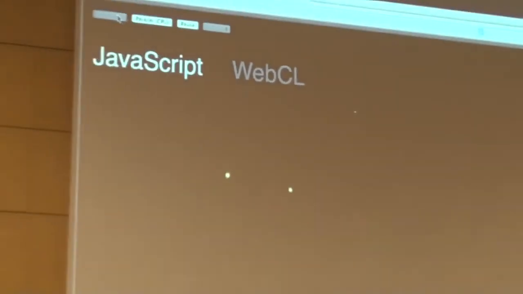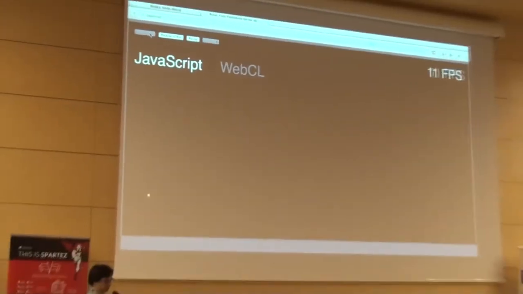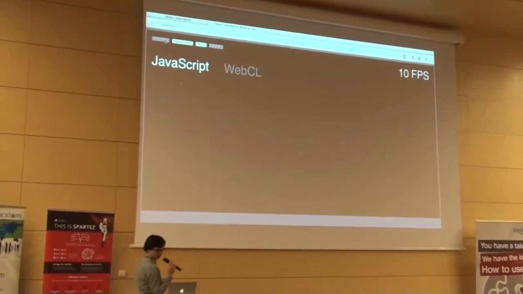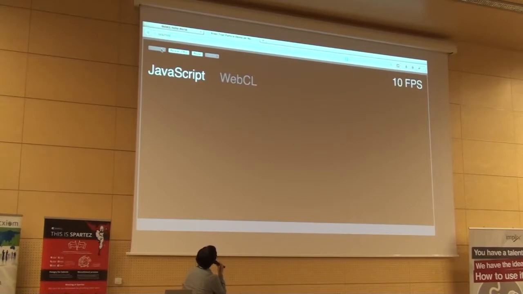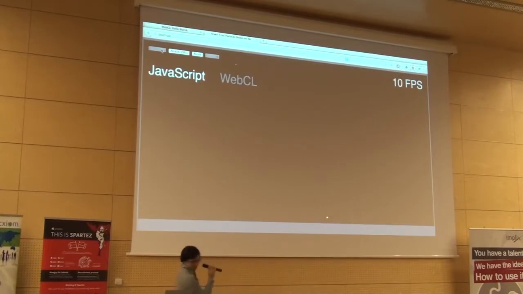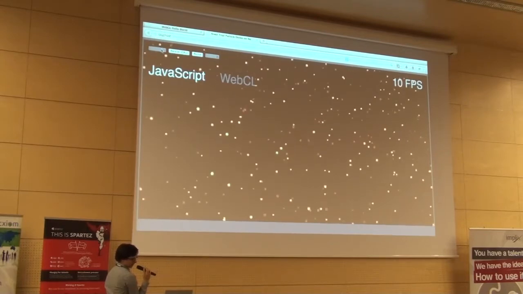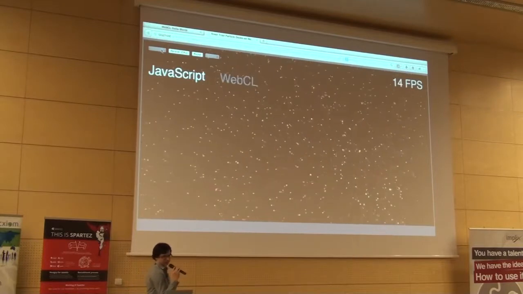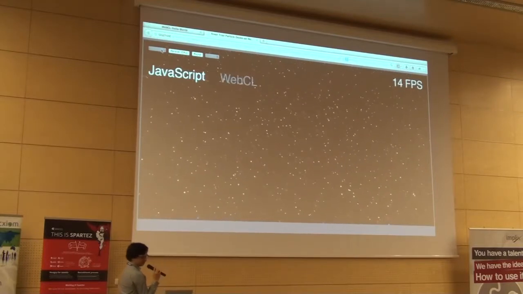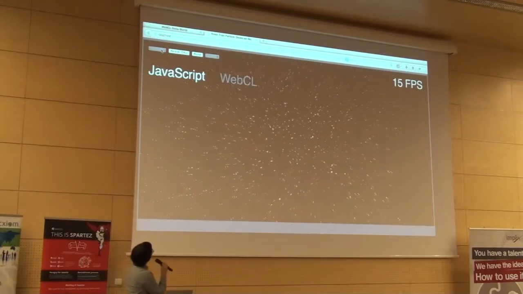So when I run this in straight JavaScript, it's 10, 11 frames per second. And sometimes it slows down when we see a lot of particles. Right now we don't see any particles. They should come in a second. Yeah, there we go. Now it slows down even more. And there we go, 8 frames per second. Sometimes while running this demo, it was even slower.